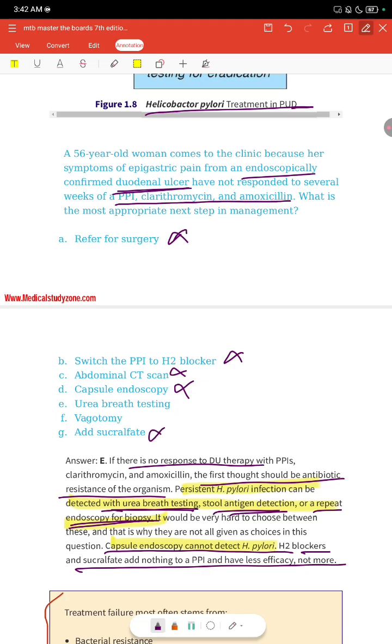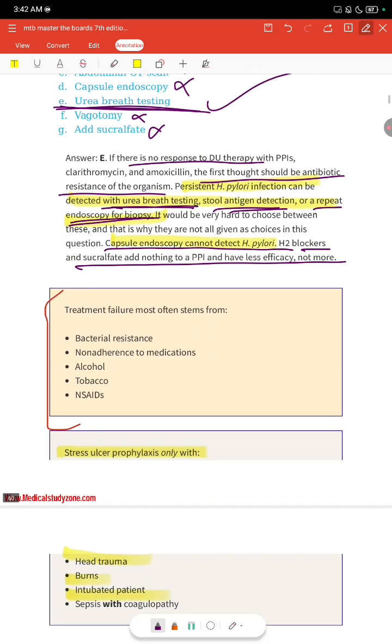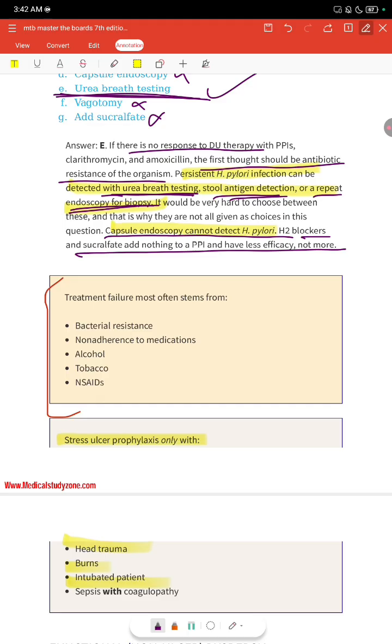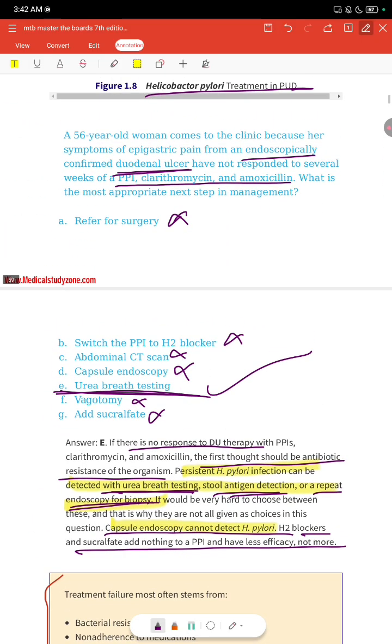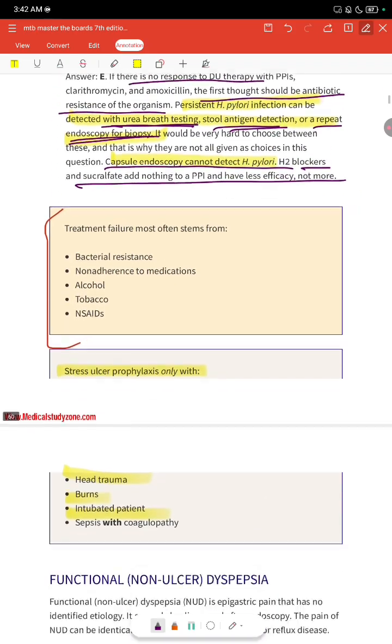No need to add sucralfate. Urea breath testing is the right option in order to check for H. pylori. So it is the most appropriate next step in management.